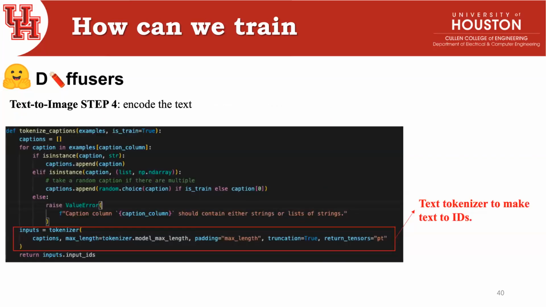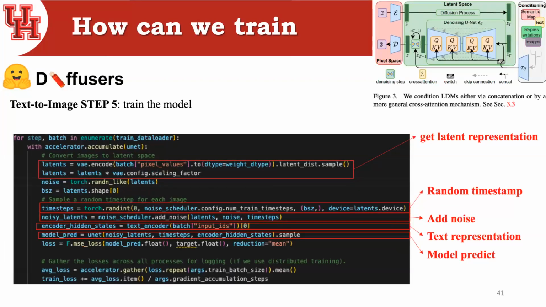And step 4 is to define the text tokenizer. If you are in NLP, you may know what a text tokenizer is. You turn the text, like English letters, into IDs, like A maybe equals 1, and the 1 can be understood by the computer. And step 5 is to train this model. So how to train this model, I will also introduce.